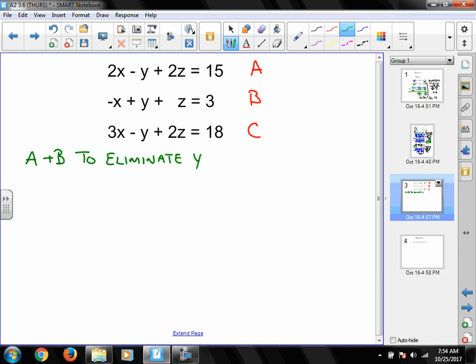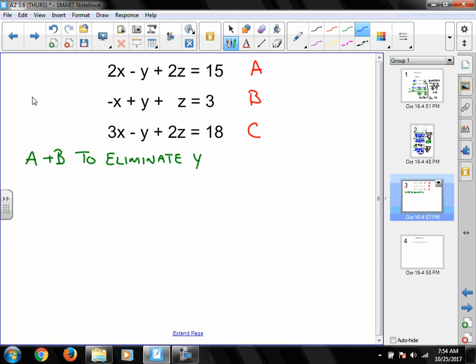You don't always have to eliminate y first. That's just how these problems seem to work out for us. So, like I said in the last example, you could do x's if that works easier. You could do z's if that works easier. These two examples, it just happened that y was the easiest to eliminate.